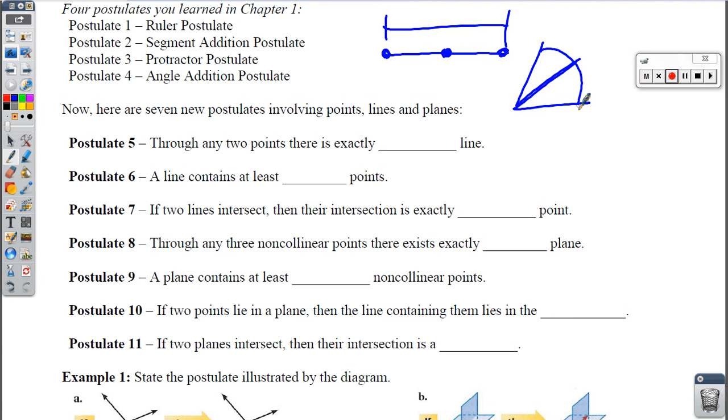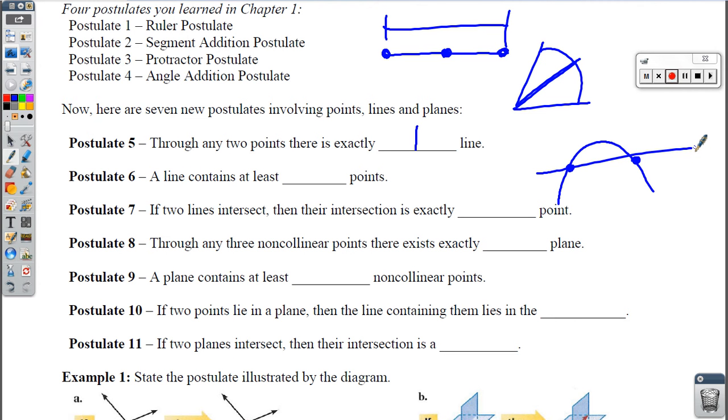Now we're going to look at some more postulates. Postulate 5. Through any 2 points, there is exactly one line, which basically means that you can take any 2 points on a plane and draw a line between them. There's only one line that you can draw between them, or rather one straight line. If we have 2 points like this, of course I can draw a curved line that goes through those two, but there's only one straight line that will go through those 2 points.